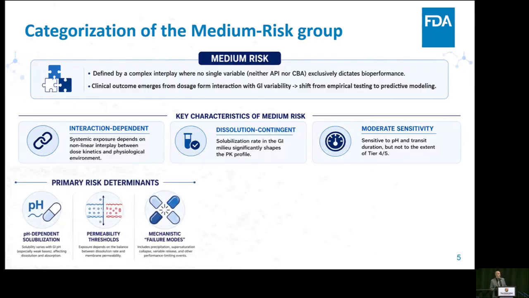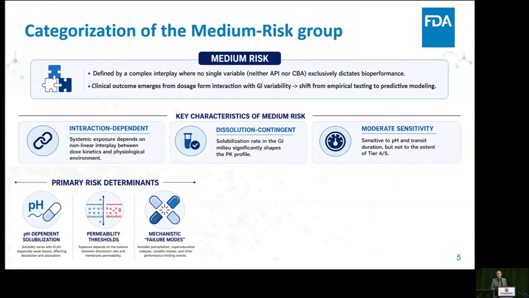So the primary risk determinant in this case will be pH-dependent solubilization, of course, and the permeability profile, which is a harmony between the drug release and the drug exposure to the absorption site. So there is a delicate balance happening there. In development of a generic, we need to find dissolution methods that can mimic this balance between drug release and permeation, so that we can use a biopredictive method to justify the bioperformance.